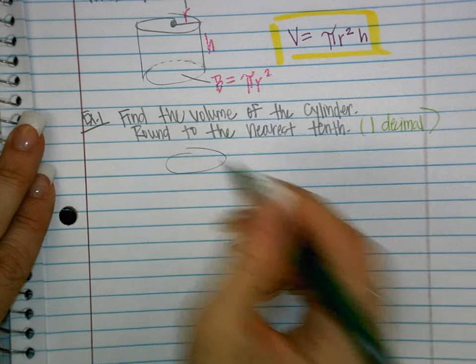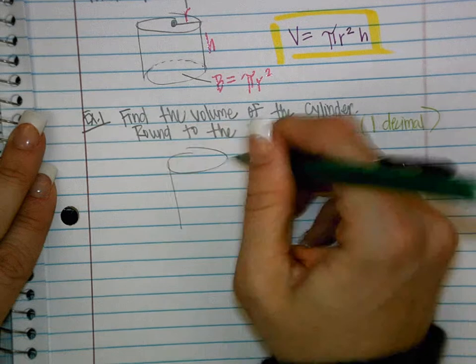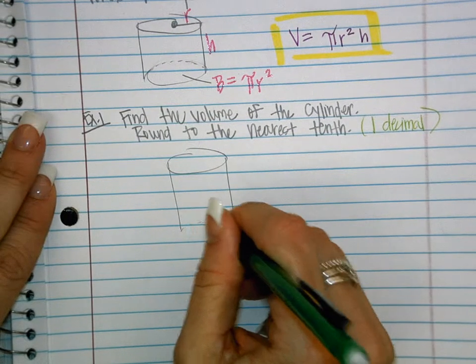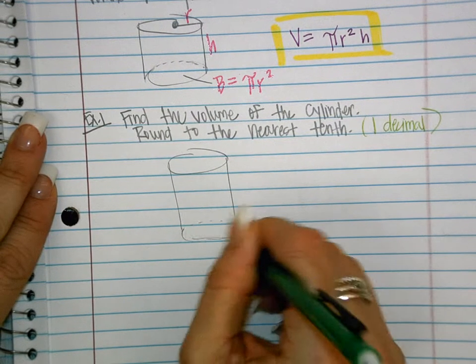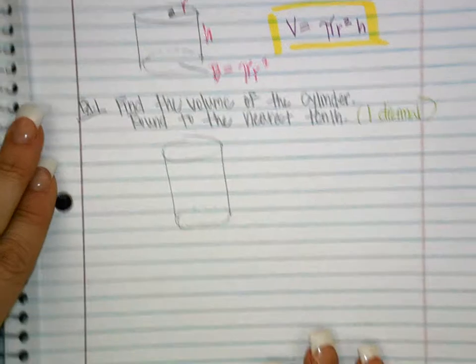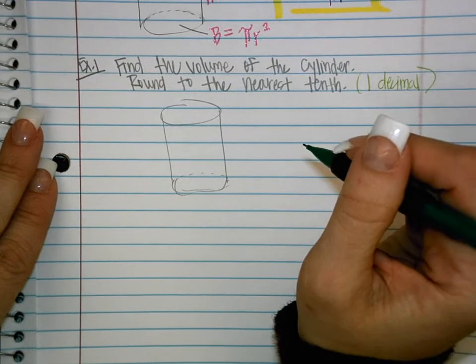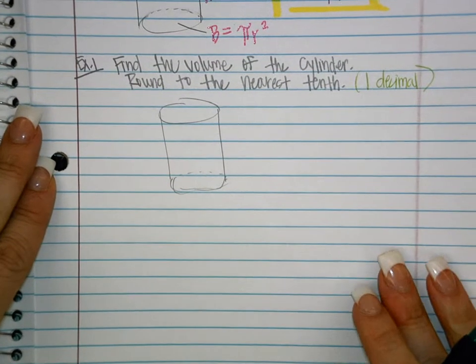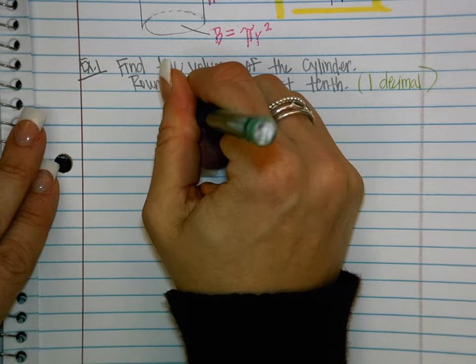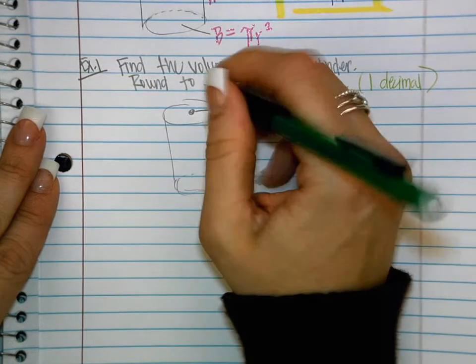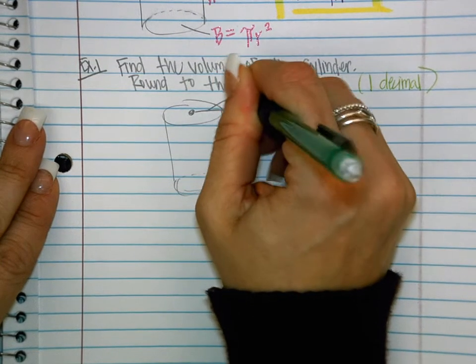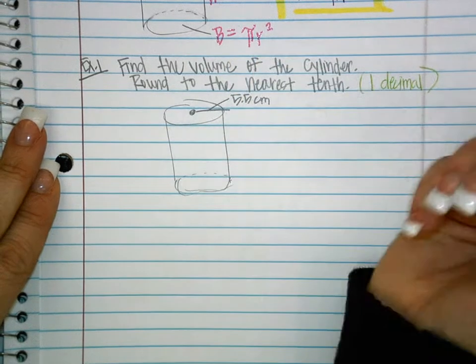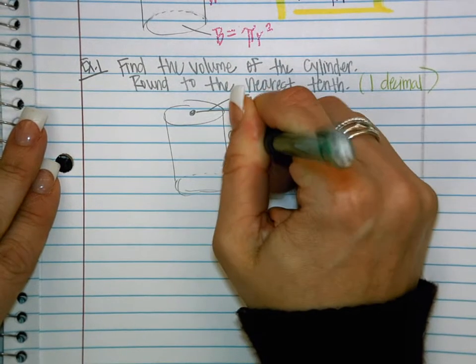And I'm going to try to give you a cylinder. My artistic abilities are a little lacking, so that's really kind of sad looking. If you know that the radius length is 5.5 centimeters and the height is 9 centimeters.